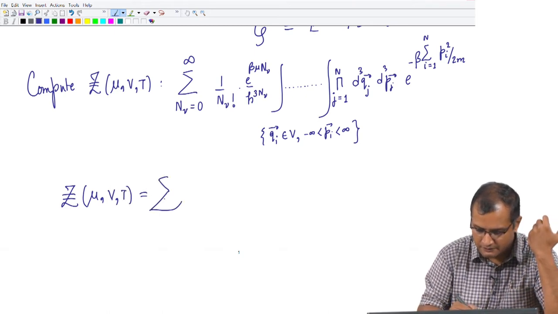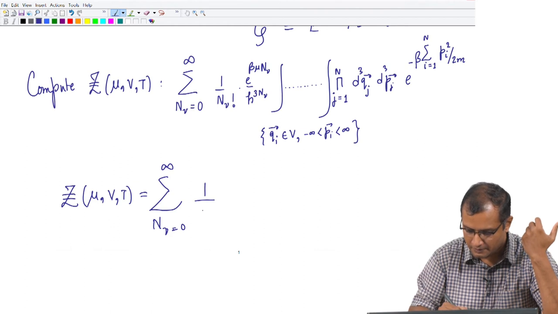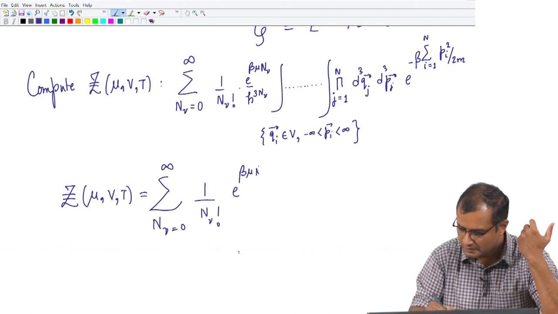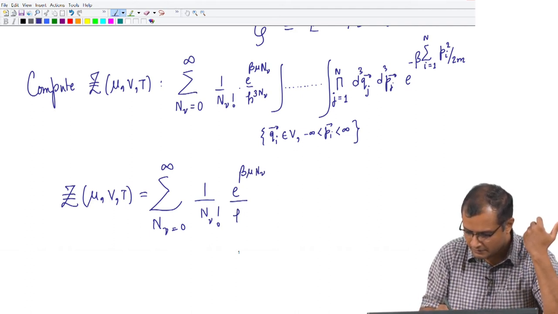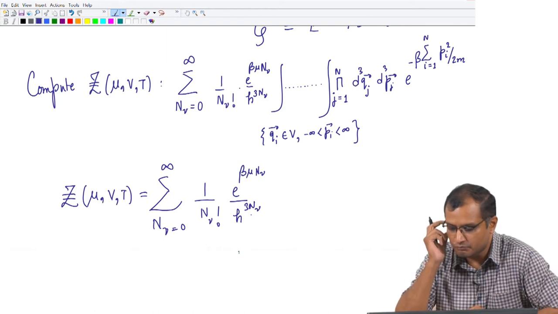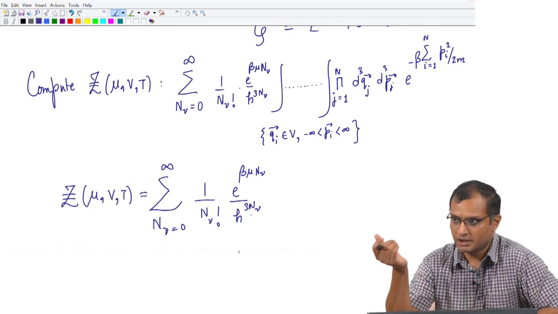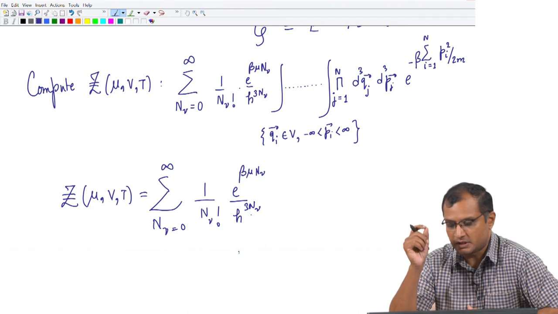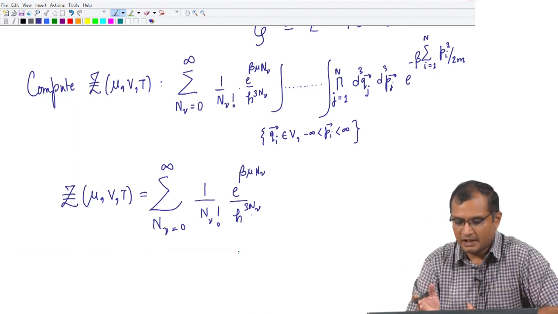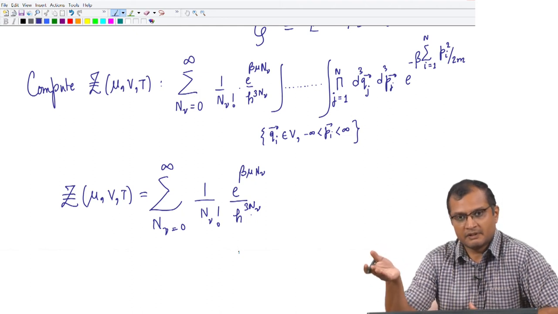So, I am going to write down the first few prefactors, which is the sum over n_nu going from 0 to infinity, 1 upon n_nu factorial, e to the power beta mu n_nu, over h to the power 3 n_nu. And if you see, the momentum integrals here can be performed independently of the position integrals, okay. Each particle's momentum integral, which is d cube q, will simply give me a volume, okay. So, this is exactly the canonical partition function that we have already computed, okay.